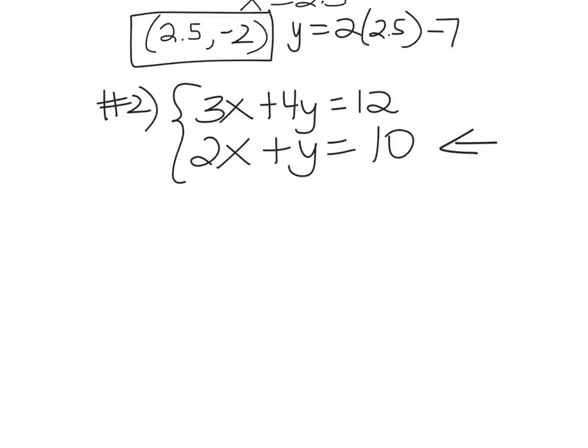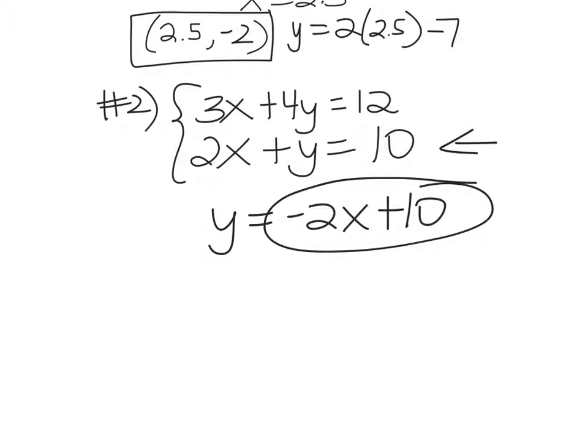Subtract the 2x over to the other side. Okay? Is everyone okay with that? So we have y equals negative 2x plus 10. And now we're ready to substitute. So we're going to take that y equals negative 2x plus 10. We're going to go to the other equation. And we're going to plug it in for y.